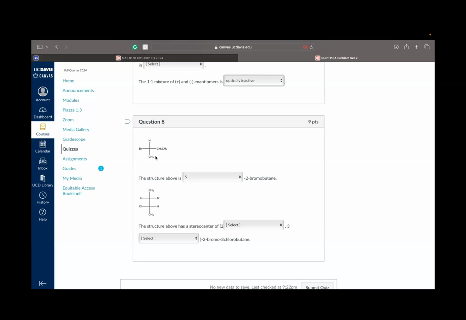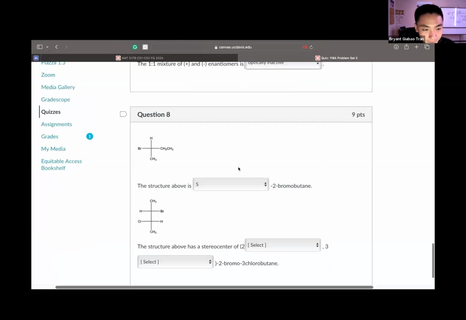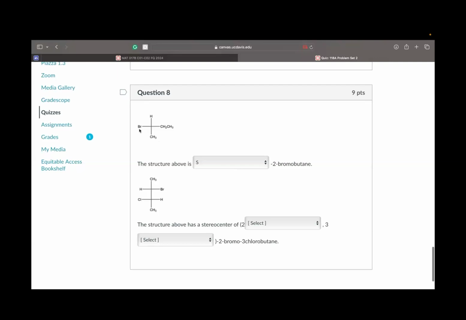So this one here, let's say it's 1, 2, 3 going this way. So how would you assign R and S for this chiral center here? What's your 1, 2, 3? I think bromine would be 1, and then CH2, CH3, that would be 2, CH3 would be 3, H would be 4, so R. Yeah, it will be R. And then since the hydrogen is already on the backside, do we have to flip anything, or can we keep it as R? We can keep it as R. So the structure above would be R-2-bromobutane.